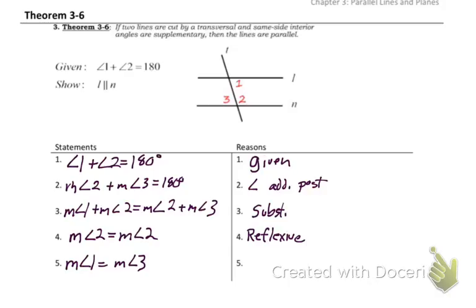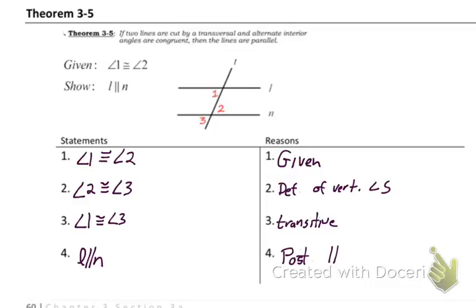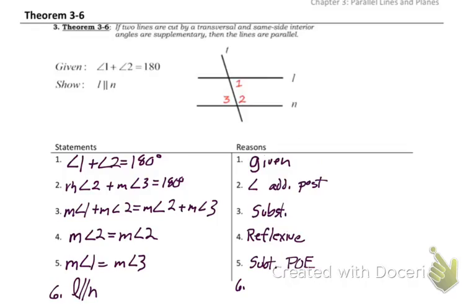Our subtraction pod. And then my very last step is I do have to add an extra one because I wanted to make it look nice and pretty. And that is L is parallel to N, because I just proved that alternate interior angles were congruent. That would be theorem 3.5, or you can say alternate interior angles congruent. I'm going to put 3.5 because it's quicker to write.